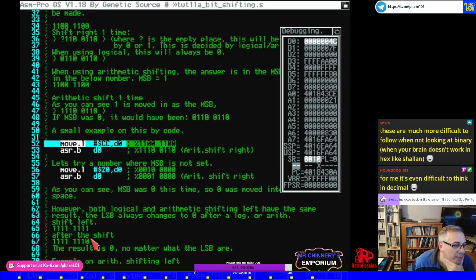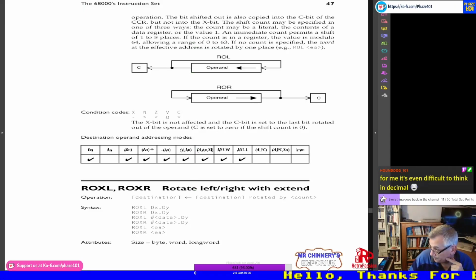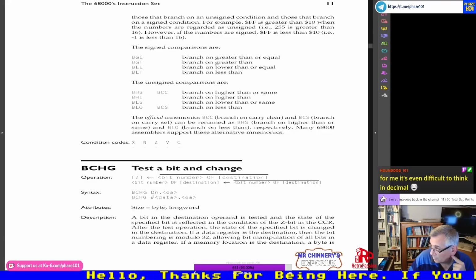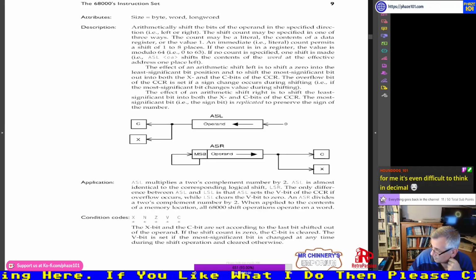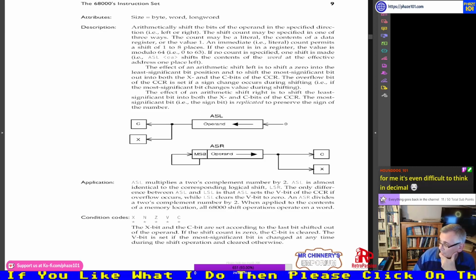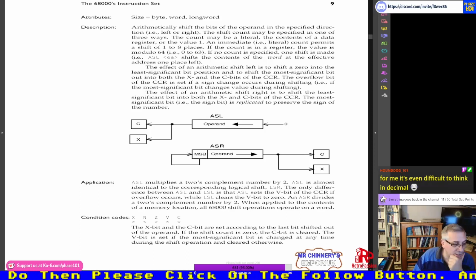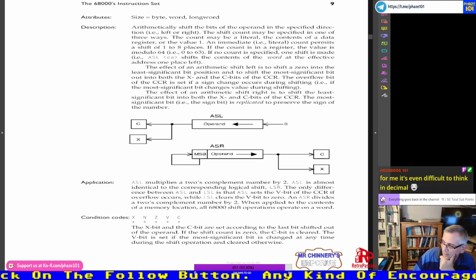Now we're going to do ASR and LSR. I'm just going to show you again that in the book. In ASL, a 0 is always entered into the least significant bit. What is in the most significant bit goes into the carry flag and the extended bit.